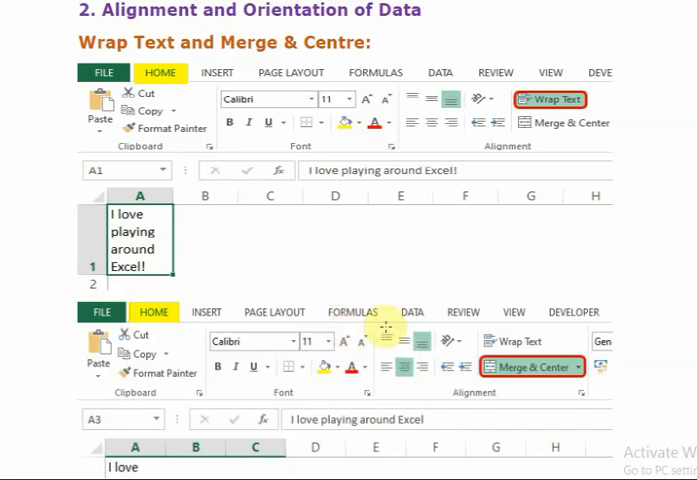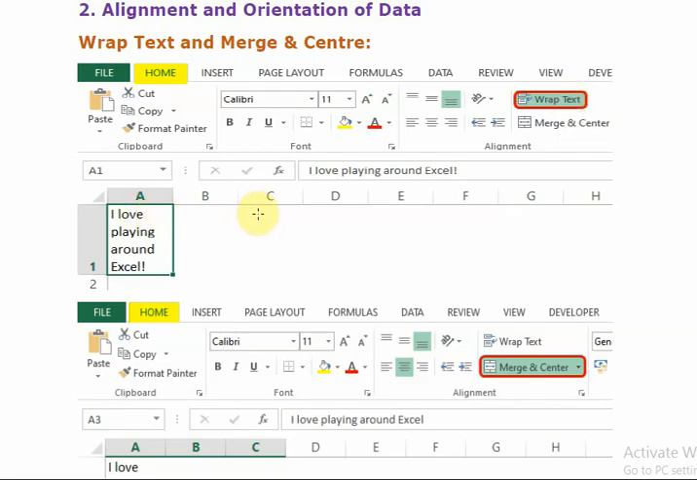For example, let's say I am typing this sentence: I love playing around Excel. I can't type the entire sentence using one single cell. Definitely it is going to come out of this cell. So we can merge cells using two options. One is wrap text, one is merge and center. First I am going to explain about wrap text.